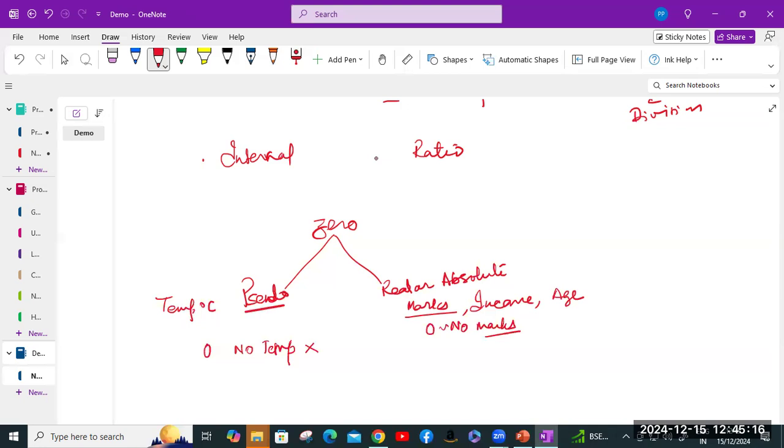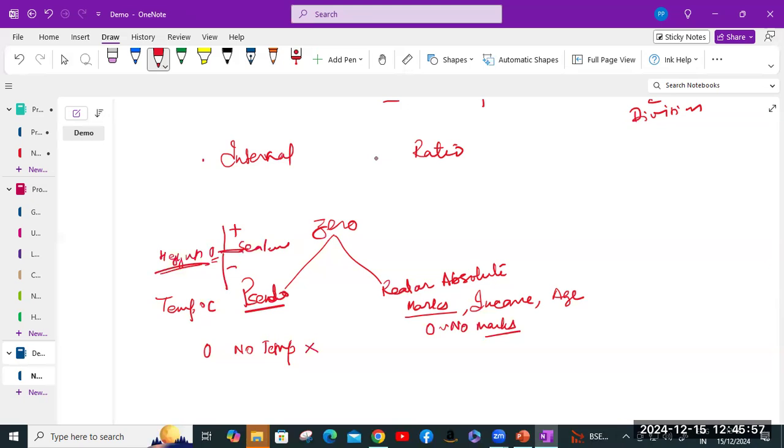Similarly, in height. Height means not the height of a person. Height means sea level, above sea level or below sea level. Above sea level is positive. Sea level is zero and then below is negative. It is also pseudo zero. Does it make sense to you? Sea level is always zero, right? Above sea level is positive height, and below sea level, the depth, is negative.